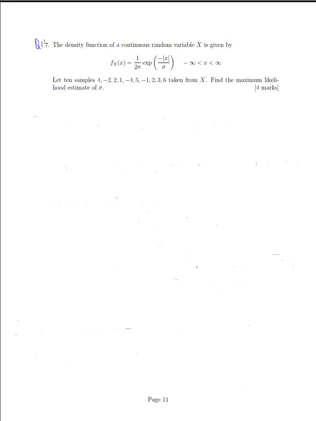Question number 10. We have a continuous random variable x whose density function f_X(x) is given as 1 upon 2 sigma e to the power minus of mod of x by sigma. Here x is lying between minus infinity to infinity.